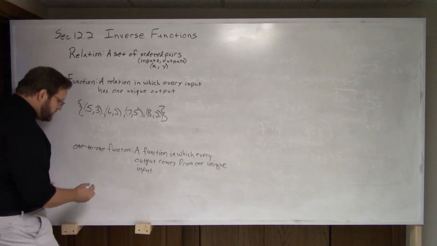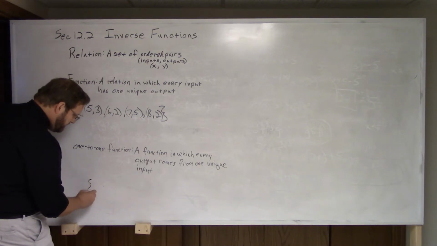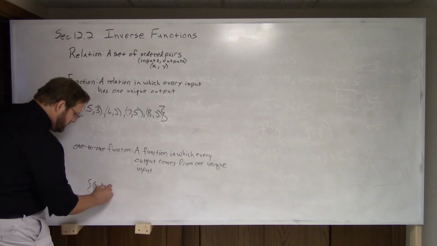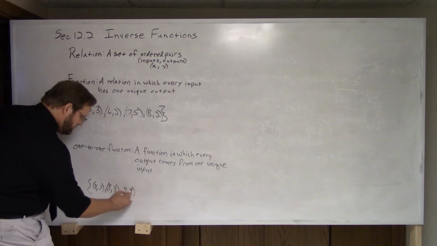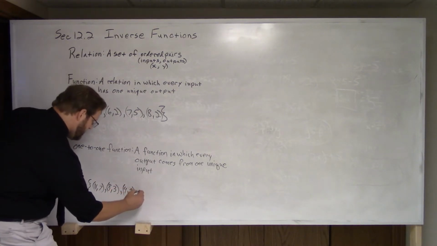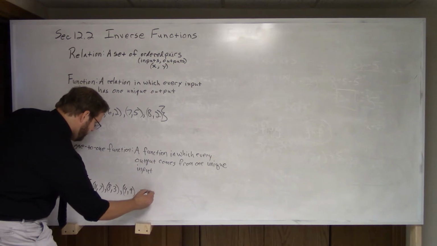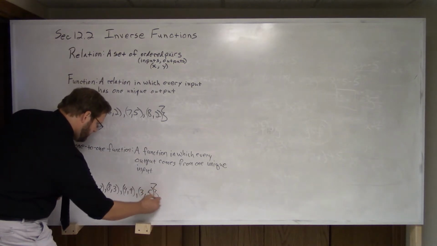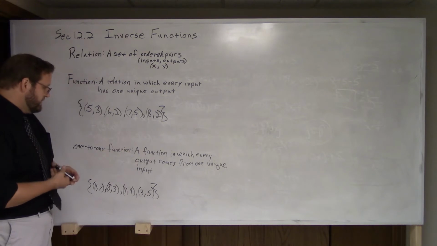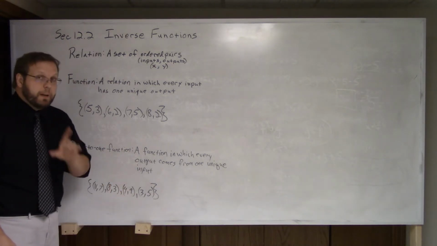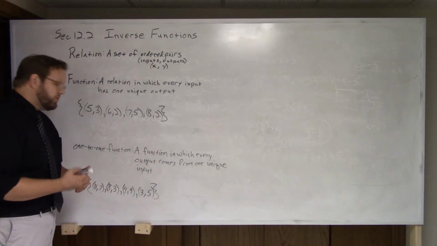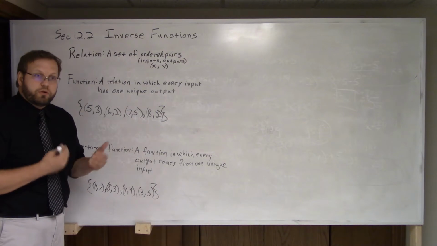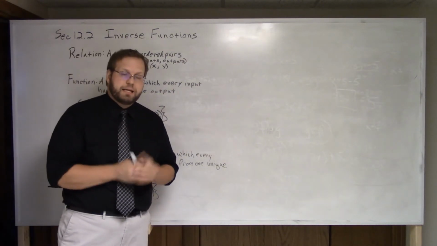So a one-to-one function would be something like this. Let's say we have 11, 7, 8, 3, 4, 9, and let's say 3, 5. That would be a one-to-one function. Now you might be thinking, well, wait a minute, there's a 3 that got repeated, but it's an output once and an input once. That's okay. I just can't have a 3 be an output for two different numbers, or 3 be an input with two different outputs. I can't have that.